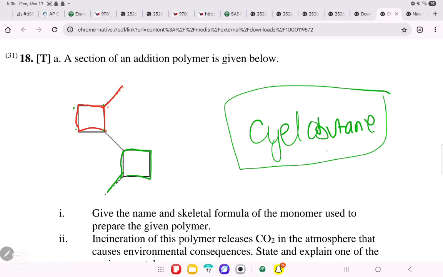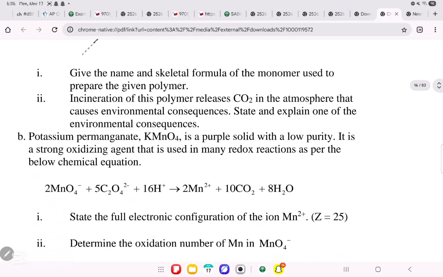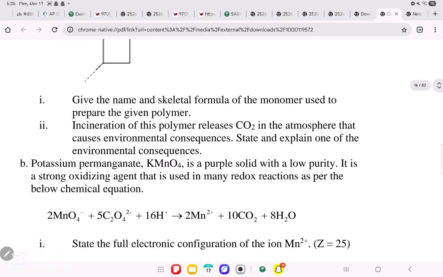And then the structural formula would be what? It would be a square with a double bond. So we're basically closing this, you know? Perfect. Now what does it say in part 2? It says incineration of this polymer releases CO2 in the atmosphere that causes environmental consequences. The environmental consequence is global warming, because the increase in CO2 production will cause the total Earth's temperature to rise, thus causing global warming.